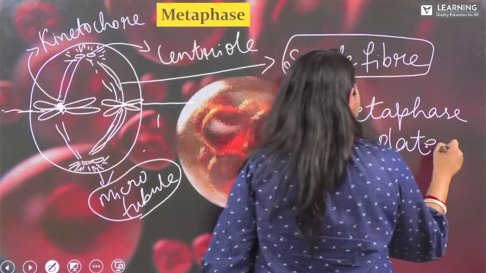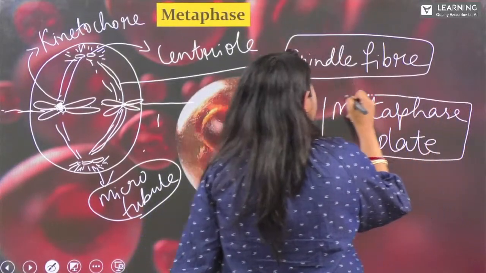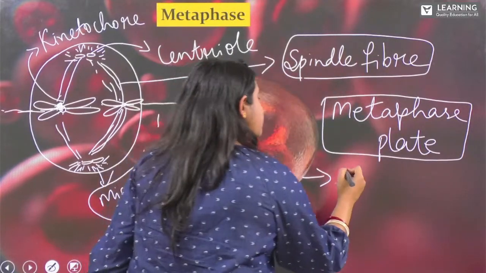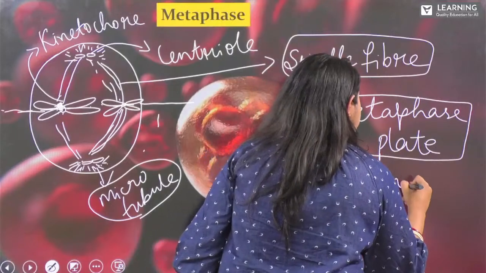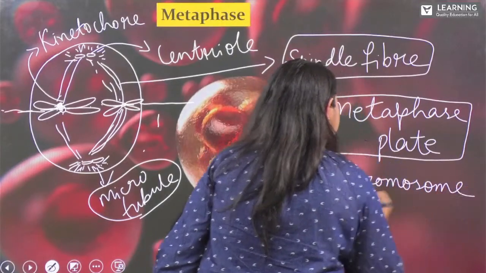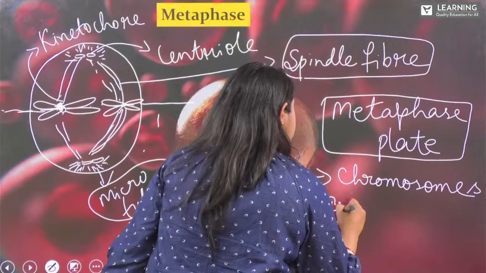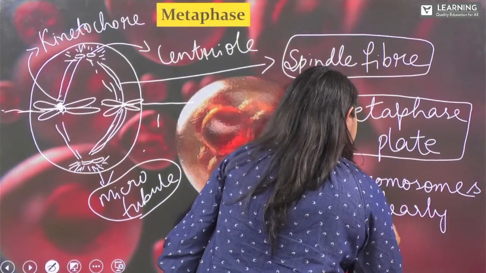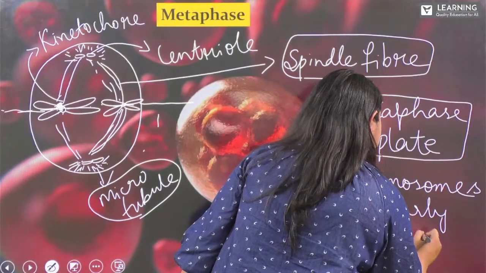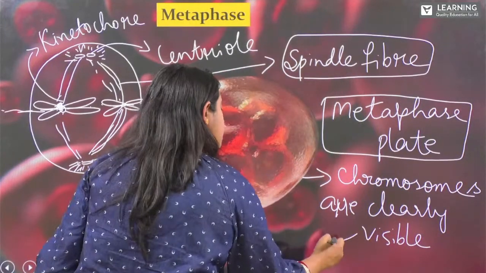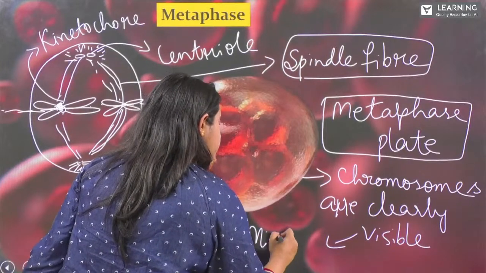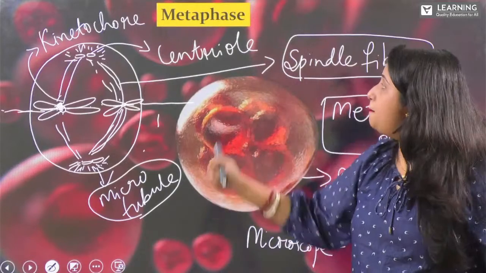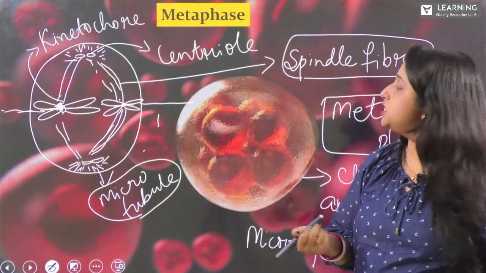Clear? So this is the phase where the chromosomes are clearly visible. Here the chromosomes are clearly visible under the microscope. Clear? So this is all about the metaphase stage, how the chromosomes arrange.